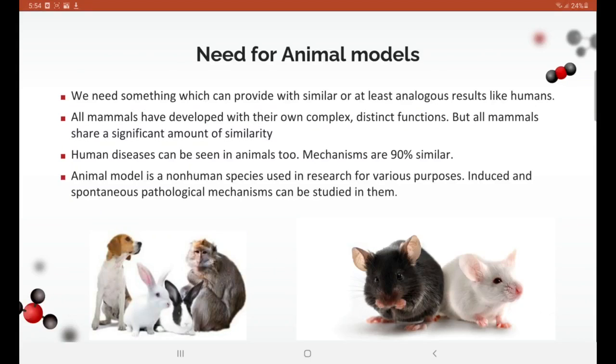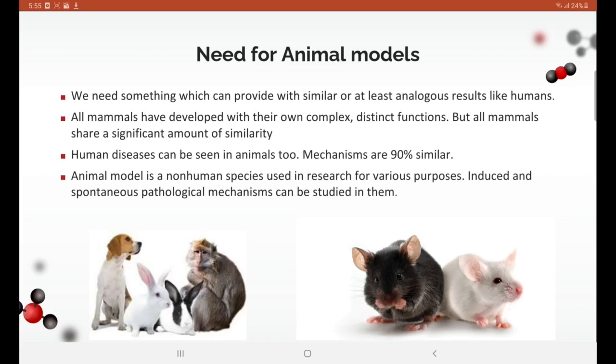What are animal models and what is the need for animal models? As I said earlier, we are talking about in vivo systems. In vivo systems involve studies done in living organisms. This study done in living organisms helps us to understand the reactions and phenomena as a whole organism. But due to legal, ethical, and also religious reasons, we do not perform experiments on human beings. Hence, we need something which will provide us with similar results. Not the same, but at least similar results are expected.